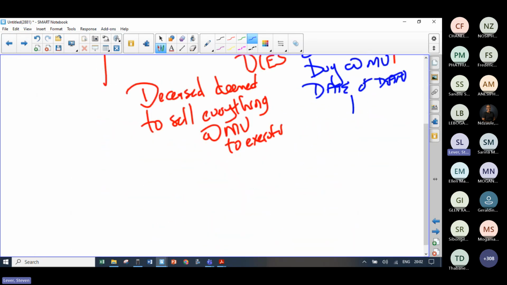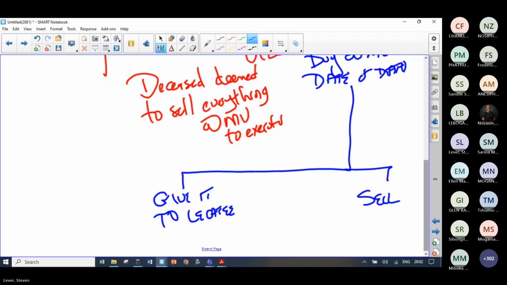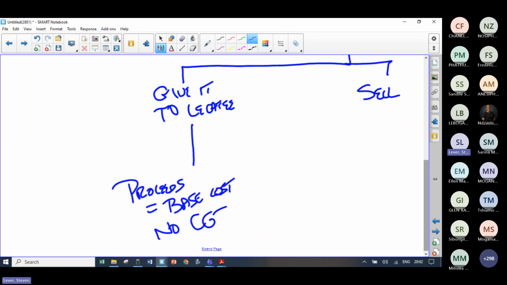Now, as far as the executor is concerned, there's one of two things. He can either give it to a legatee, or he can sell it. If he gives it to a legatee, guys, your proceeds is equal to base cost. There's no capital gain or loss. There's no CGT. So whenever it is given to a legatee, your proceeds is equal to your base cost.